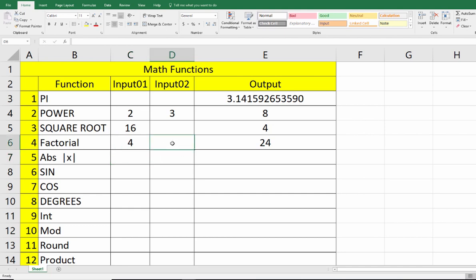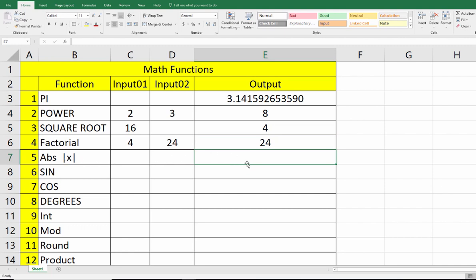If you want, I can show you right here. Equal 1 times 2 times 3 times 4. It's again 24. Alright, that's what we did. We multiplied each number.